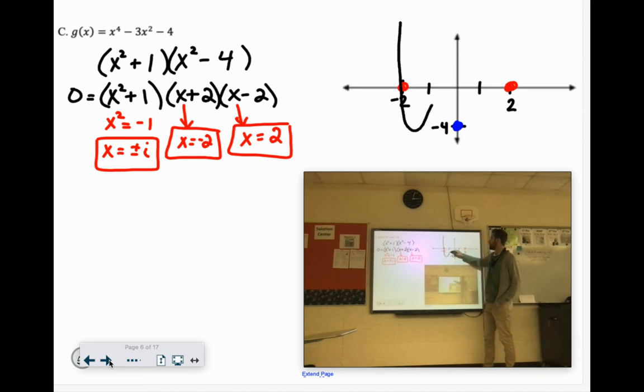Now it won't touch the x-axis again for this plus or minus i, because remember that's imaginary, so it doesn't actually hit the x-axis again. So it's going to dip back down, hit here, come up for positive i.